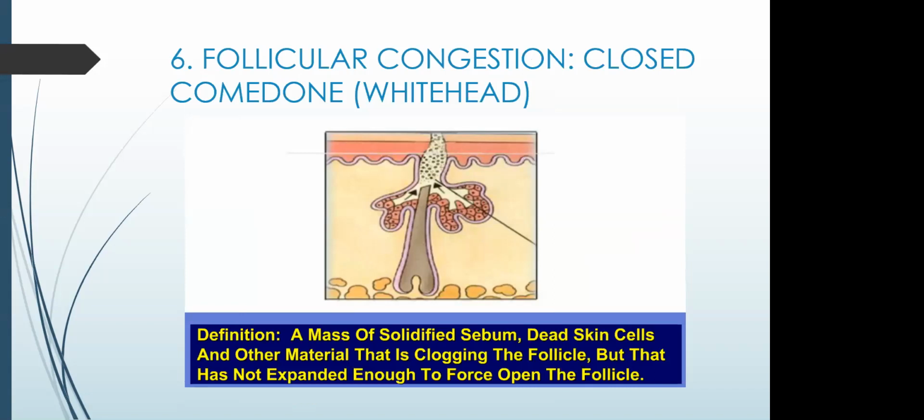Next skin condition, number 6, follicular congestion. This would be closed comedones or whiteheads, skin-colored or cream-colored bumps ranging in size from the size of a pinhead to as large as the tip of your finger. It is a buildup of solidified sebum, corneocytes, and bacteria not being excavated by the follicle. Comedone is the medical term for an acne impaction.